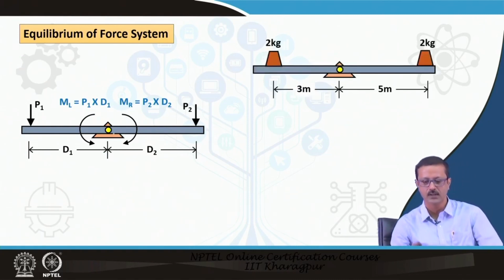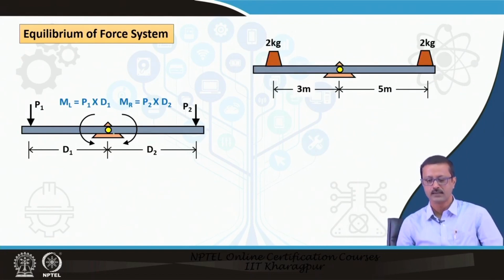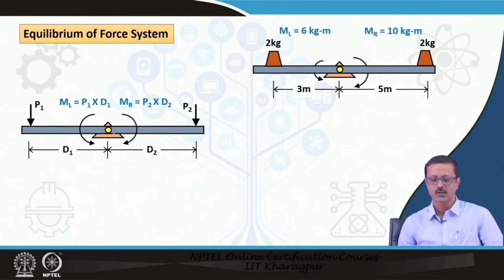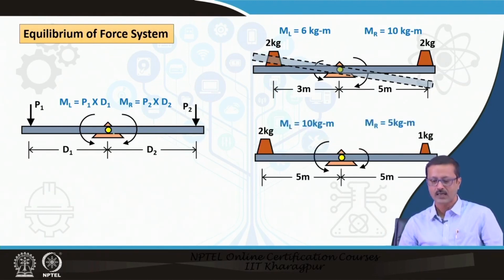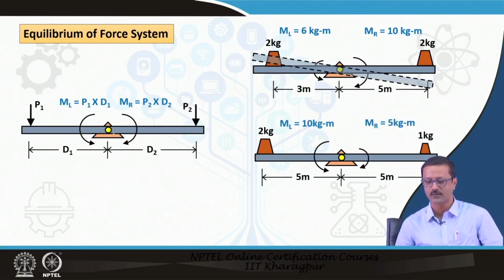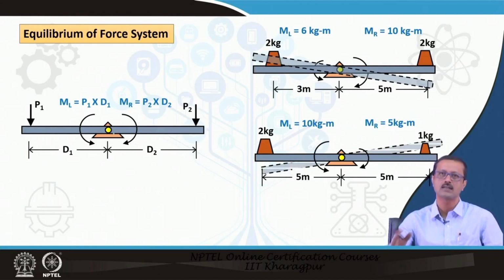Suppose I have 2 kg and 2 kg loads at distances of 3 and 5 meters from this internal hinge. The moment is 2 into 3, which is 6, on the left hand side and 5 into 2, which is 10, on the right hand side. So definitely this bar is going to rotate. It is not an equilibrium condition. Similarly, if I have 2 kg and 1 kg at 5 meters and 5 meters, then 5 into 2 is 10 and 5 into 1 is 5 kg meter of moment. So it is also going to rotate the other way around. Because of the distance and the load, this particular bar will swing.